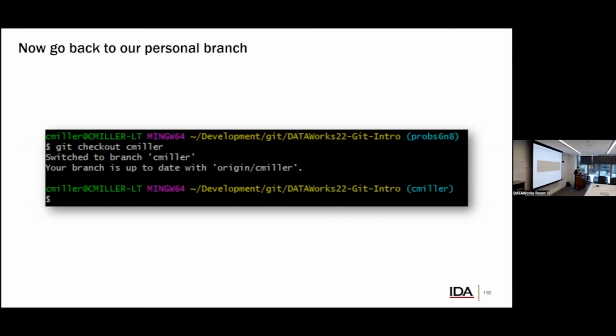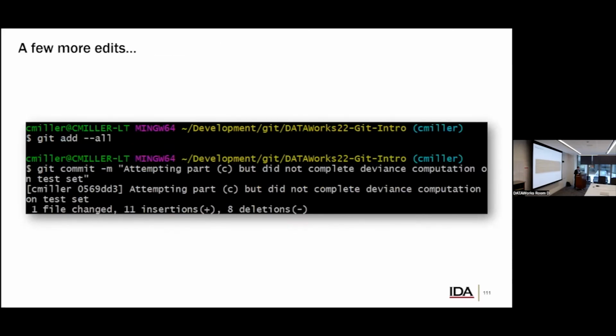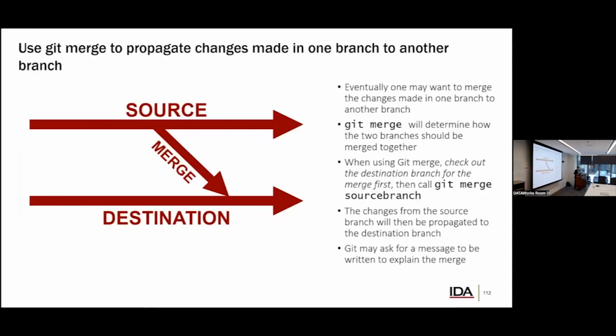We go back to our personal branch, and we do some more work, and we add it, and we commit it. And now that we've made a number of changes, it would be nice if we could get those changes back into the main branch. So we're going to do a merge.